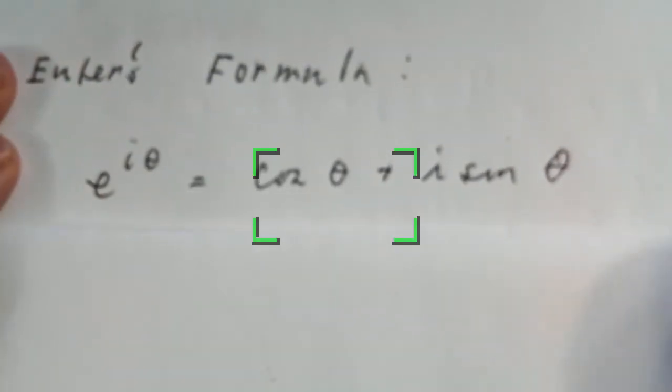Let's take a look at some examples. e to the 2 pi i. By Euler's formula, our value of theta is 2 pi, so this would be cosine of 2 pi plus i sine of 2 pi. We know the sine of 2 pi is 0, the cosine of 2 pi is 1, so e to the 2 pi i is 1. e to the i pi over 2, in this case theta is pi over 2. So we have e to the i pi over 2 is cosine pi over 2 plus i sine pi over 2. The sine of pi over 2 is 1. The cosine of pi over 2 is 0, so we just get i.